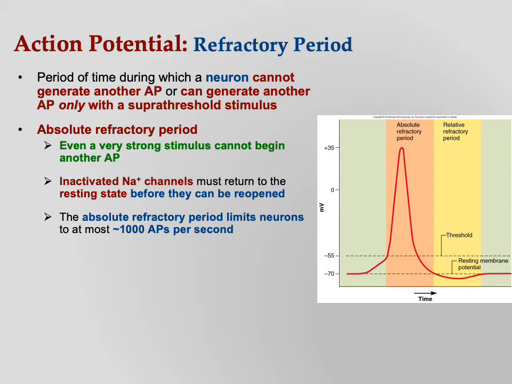That's what's going to limit how many action potentials we can have. Because it takes a finite amount of time for that sodium channel to reset, turns out you can't have more than about 1,000 action potentials per second. It's interesting because that sets like an upper limit on human performance.